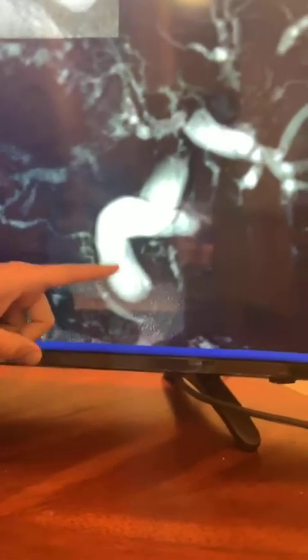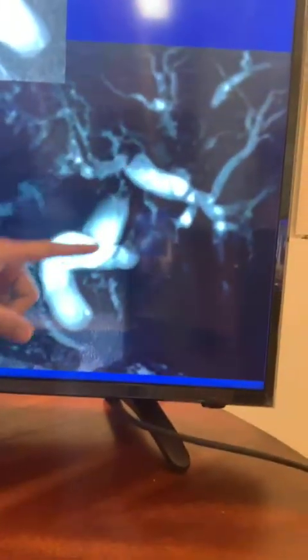This is what I gave you. Is this normal? Absolutely not. Here's your pancreatic duct. That's not bad. I don't mind the pancreatic duct. Look at this bad boy. This is ballooned up. Intrahepatically, it's ballooned up. Extrahepatically, it's ballooned up. It does not look like this guy right here.